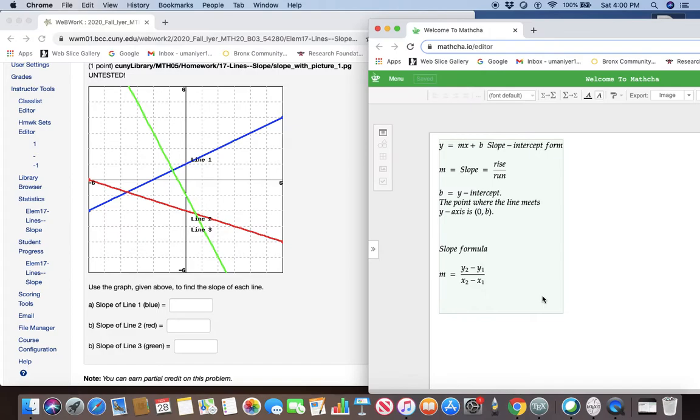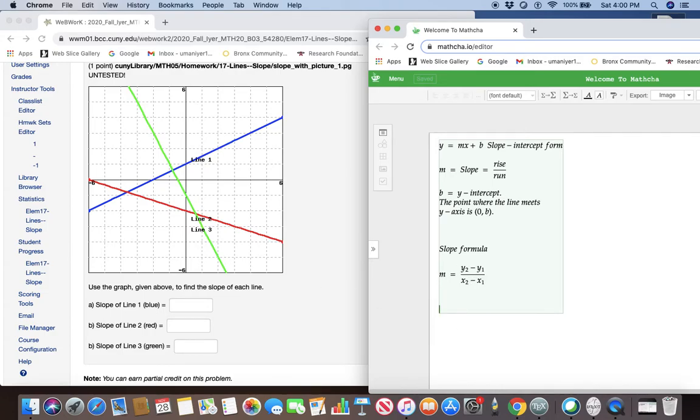So, let me remind you a few notions. Slope is rise over run. There is a specific formula if you know the x and y coordinates of your points. Slope is y2 minus y1 over x2 minus x1. So whichever formula is relevant, we'll use that.